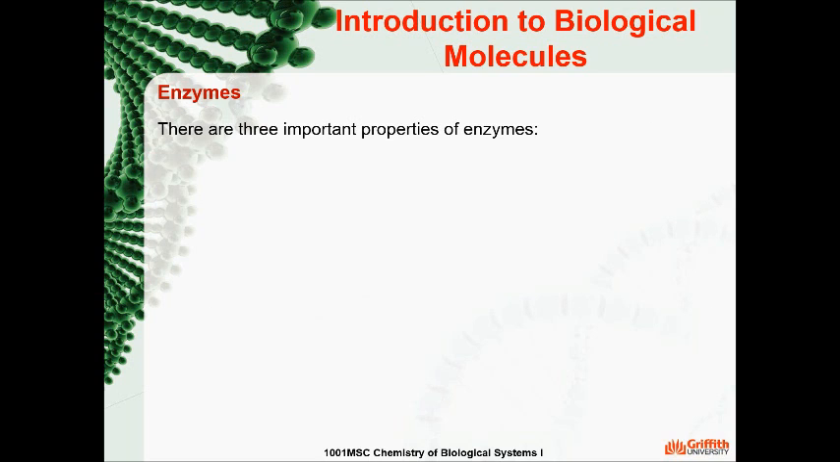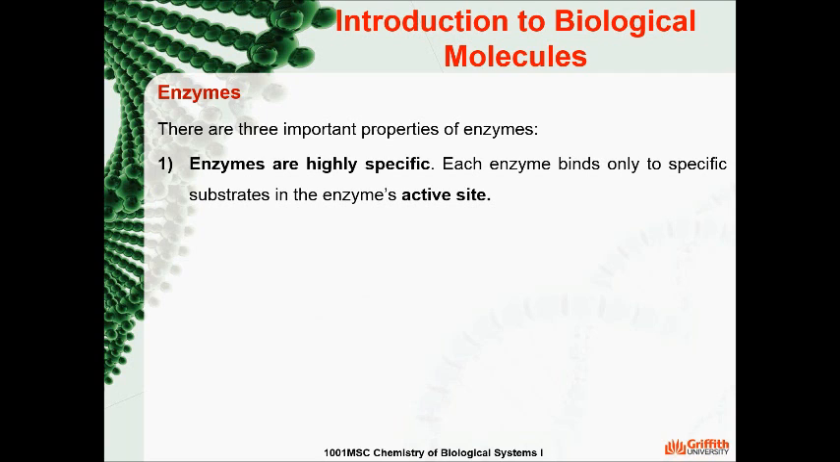The three most important properties of enzymes are: enzymes are highly specific. Each enzyme binds only to a specific substrate in the enzyme's active site, temporarily forming an enzyme-substrate complex. For example, maltose is a disaccharide that has a different structure from sucrose, so maltose will not fit in the active site of the sucrase enzyme.